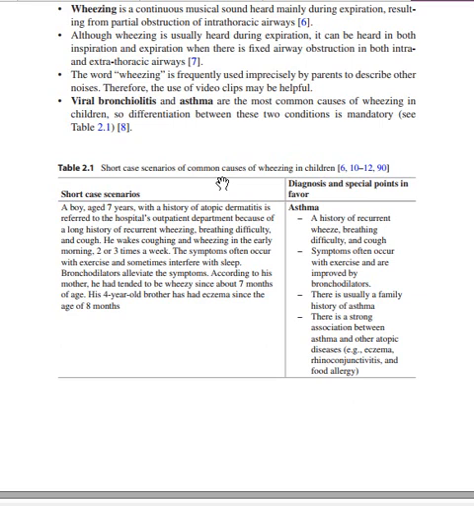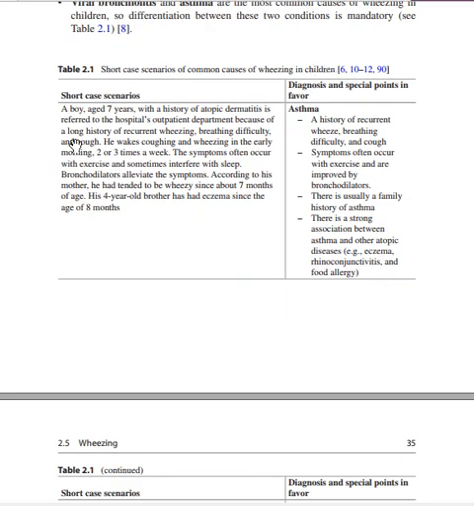Now, what are the short case scenarios in children with wheezing? If you have a boy of 7 years with a history of atopic dermatitis, referred to your hospital's outpatient department because of a long history of recurrent wheezes. He has recurrent wheezes, breathing difficulty, and cough. He wakes coughing and wheezing early in the morning, 2 to 3 times a week. The symptoms often occur with exercise and sometimes interfere with sleep. Bronchodilators alleviate the symptoms.